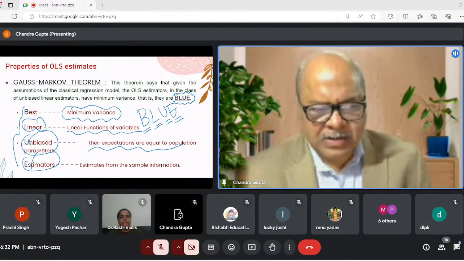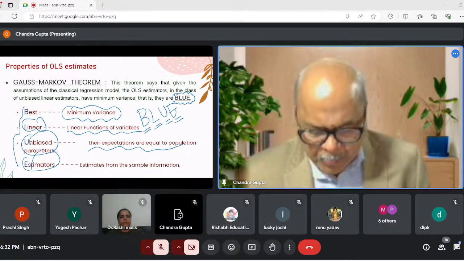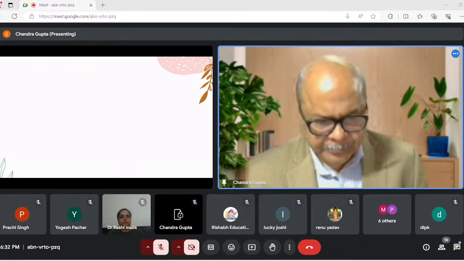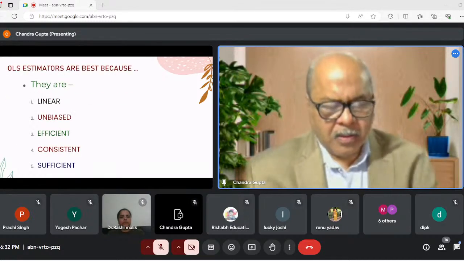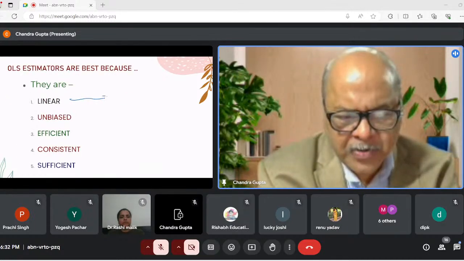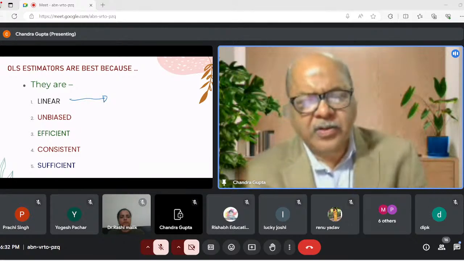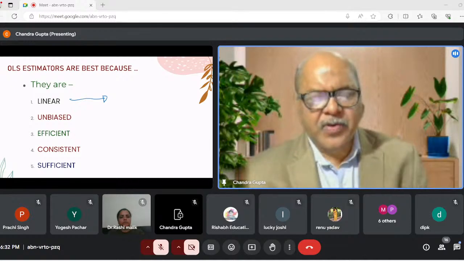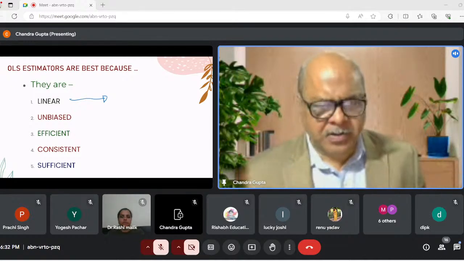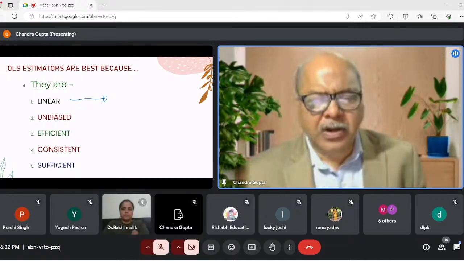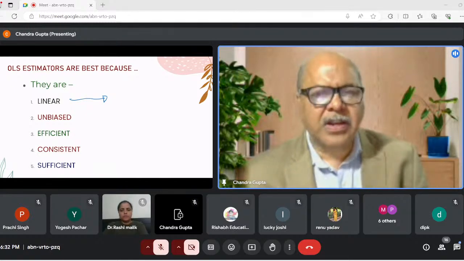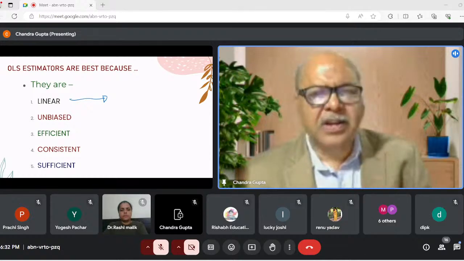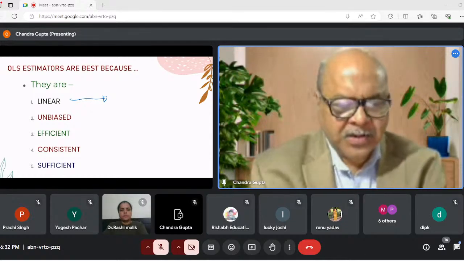So what is all this? Let's try to put some time in understanding these properties. It's linear because you see we are dealing with linear functions. So the estimates also become linear in my variables. We are not dealing with any non-linear functions, or any non-linear estimator. We are dealing with linear estimators. That's the reason my OLS estimator is a linear estimator. Unbiased.